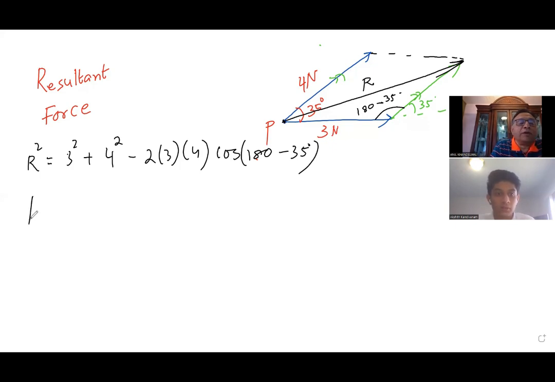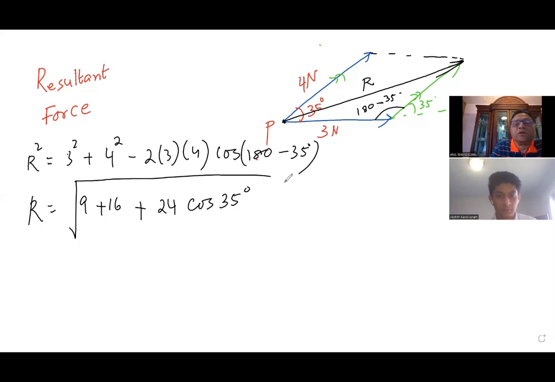Correct. Or you can say R squared is equal to 9 plus 16, minus, and 180 minus 35 becomes minus cos. Do you understand? Yeah. It will be plus 6 times 4, 24 cos of 35 degrees. Do you see that? Yes, sir. Square root. So now you can use the calculator and calculate the value. You get the idea? Yes, sir.